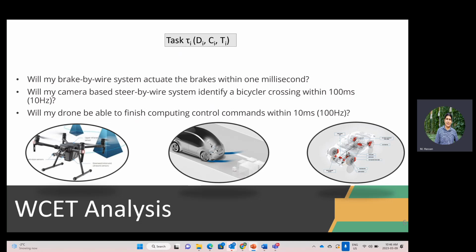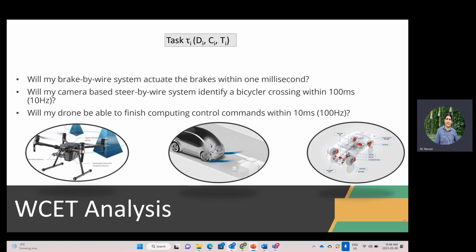Think of what's going to happen if the answer to any of these questions is no, right? For example, in a drone, if you don't respond within the time, then the command is not executed, and the drone might crash into something and get destroyed or hurt someone, right? Maybe in the car, for example, you hit the bicycle. Well, too bad.